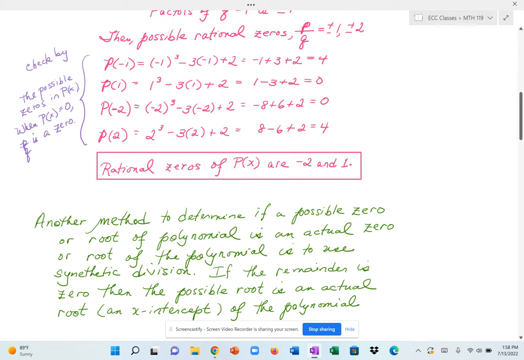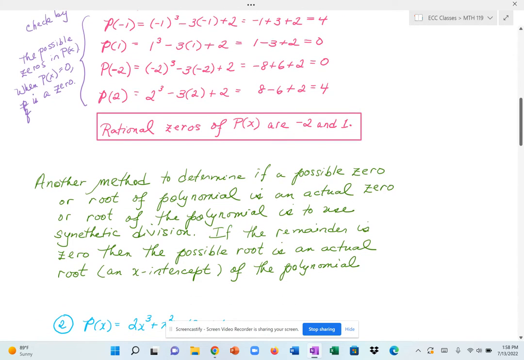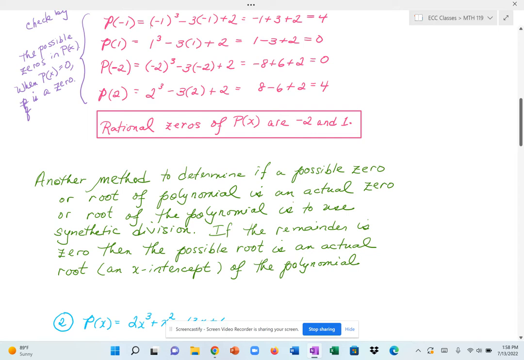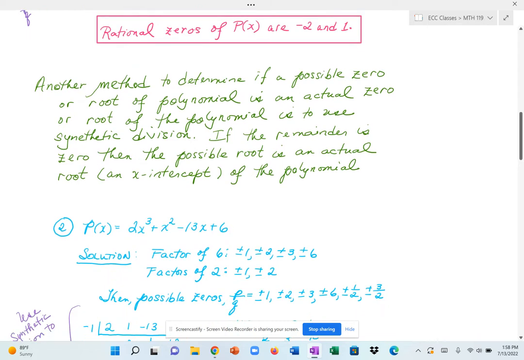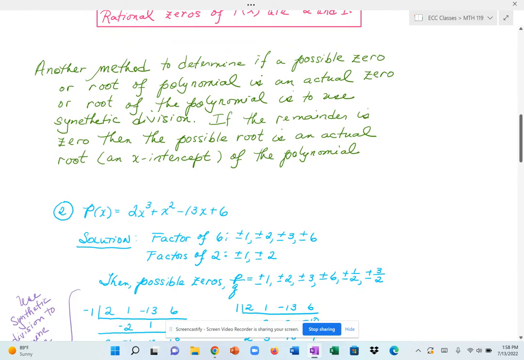If the remainder is 0, then the possible root is an actual root or an x-intercept of the polynomial. So synthetic division is usually a pretty quick process. And if you get a remainder of 0, then you have found your answer or your root. So here I have another polynomial.